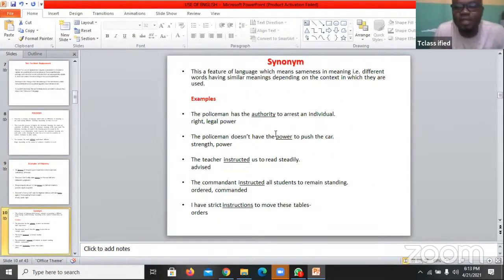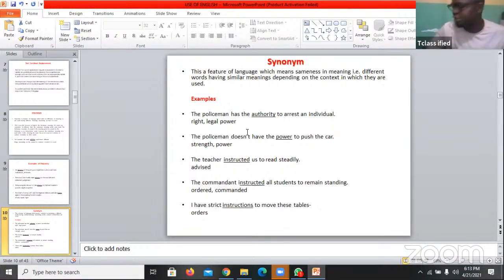First of all, we're going to be looking at synonyms. This is a feature of language which means sameness. Synonyms means sameness, similarity in words. For example, different words have similar meaning depending on the context in which they are used. Let's take an example. The policeman has the authority to arrest an individual. The word there is authority. So what is the synonym of authority? You can say, the policeman has the right to arrest the individual. You can also say the policeman has the legal power to arrest the individual.